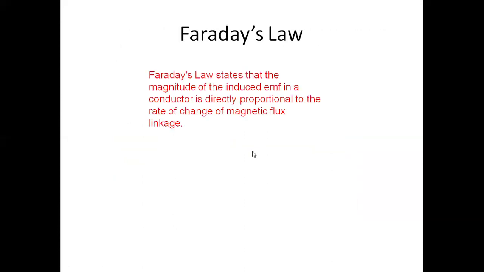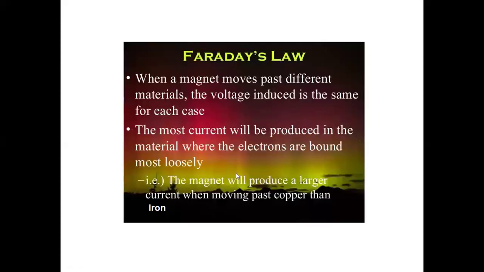Faraday's law of electromagnetic induction states that the induced EMF in a conductor is directly proportional to the rate of change of flux linkage. Flux linkage means how many field lines there are, and how many coils they are cut by. So the formula is E equals N delta phi, the change in flux, divided by time. So, the rate of change of flux.